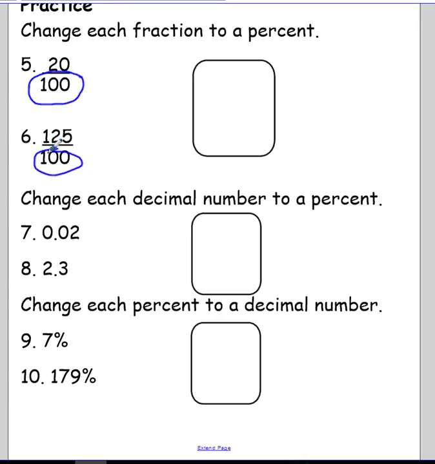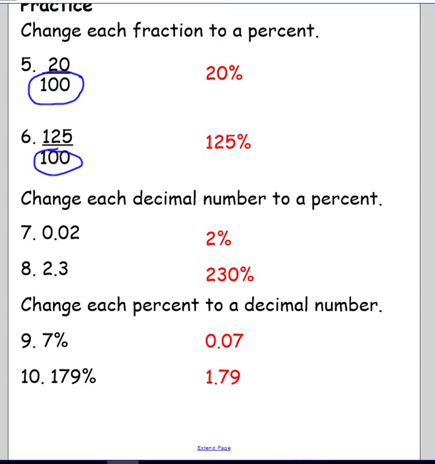Percent means out of 100, so what do you think that means as a percent? Let's go ahead and try it. Pause the video and then resume when you're ready to check your work. So did it make sense to you that we're keeping the numerator of those fractions as our percent since it's out of 100? I thought it would.